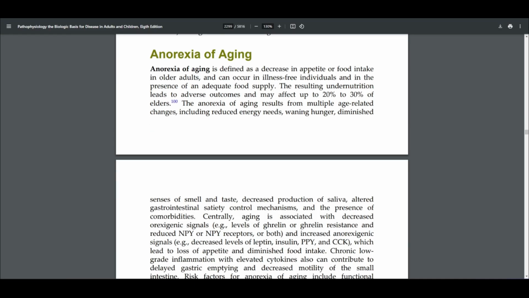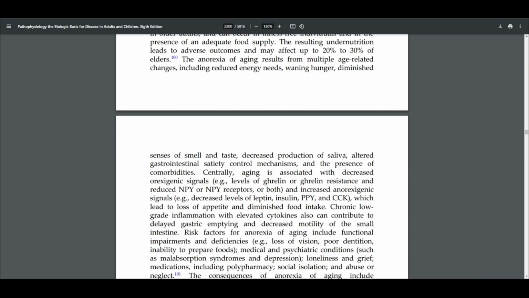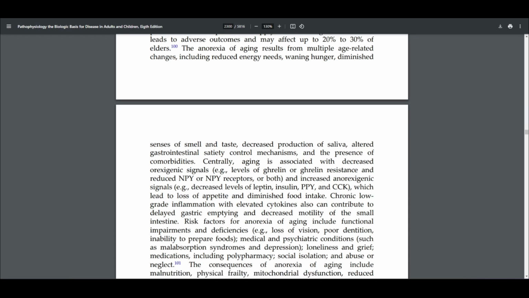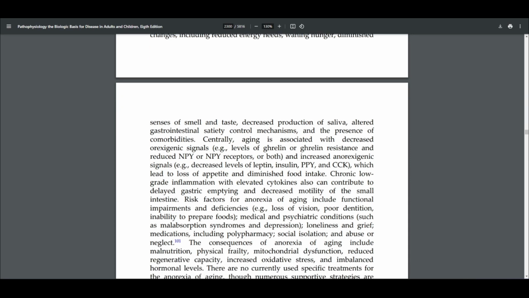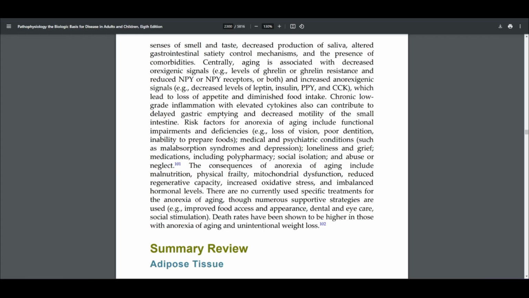Anorexia of aging is defined as a decrease in appetite or food intake in older adults and can occur in illness-free individuals and in the presence of an adequate food supply. The resulting undernutrition leads to adverse outcomes and may affect up to 20 to 30% of elders. The anorexia of aging results from multiple age-related changes, including reduced energy needs, waning hunger, diminished senses of smell and taste, decreased production of saliva, altered gastrointestinal satiety control mechanisms, and the presence of comorbidities.